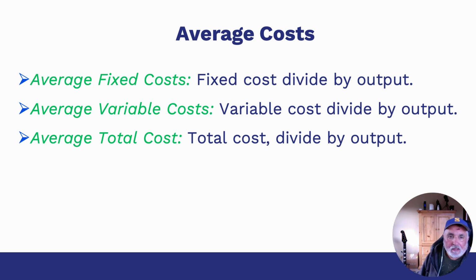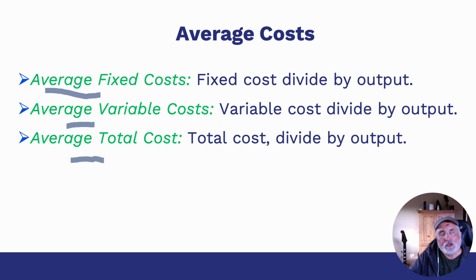All right, so now we're going to add in a couple or 3 other things, and you can see here it's average fixed, average variable, and average total cost. All this is taking the fixed cost and then dividing by the units of output.